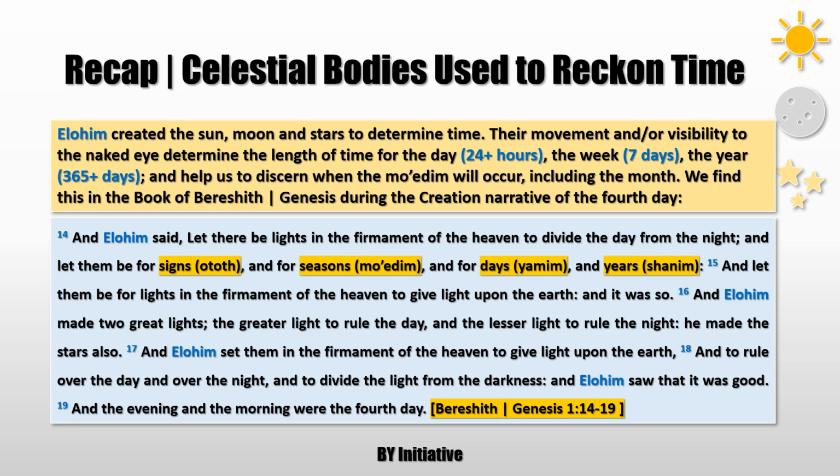Just a reminder that included within the Moedim is the month, or the head of the month, Rosh Chodesh, which is the new moon. And that is a moed, or an appointed time commanded by the Almighty for the nation of Israel to observe.